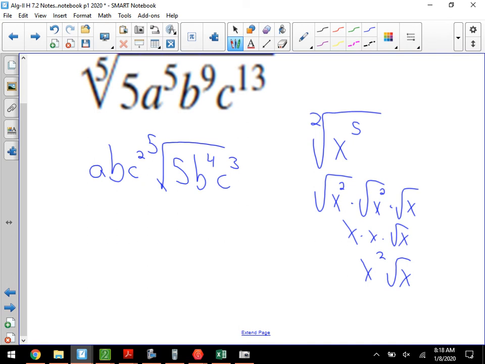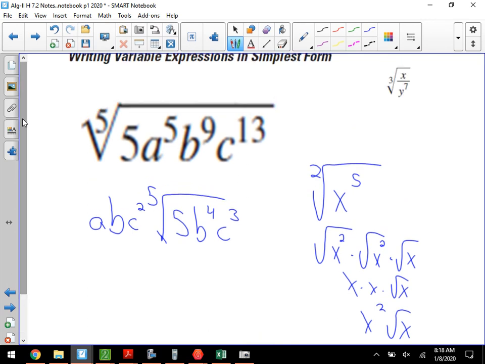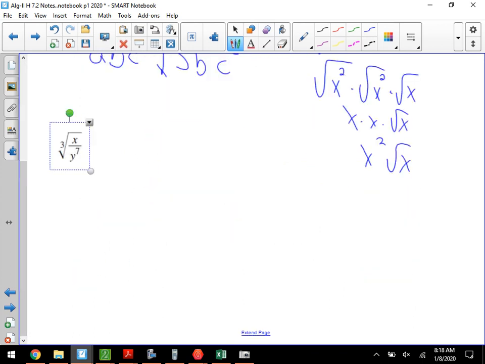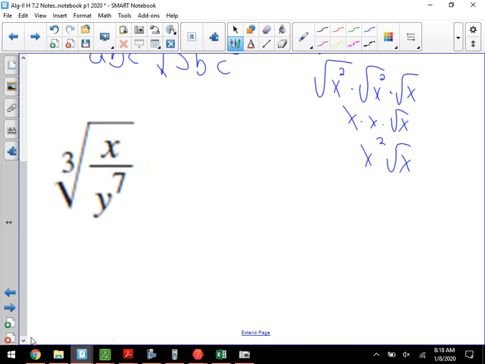You're pulling out the perfect cubes, the perfect squares, the perfect fifths, sixths, whatever. Okay? It's weird-ish, all right? Okay? Let's go to another one with rationalizing. I want to show you how this works when you have to do it with different exponents.